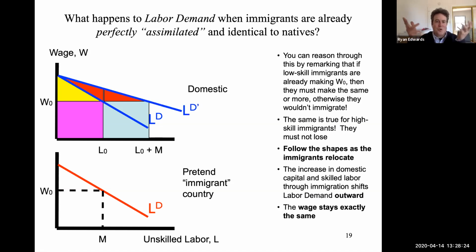So the movement of everything, if you had skilled labor and unskilled labor in the same proportions, would shift out the labor demand curve immediately in a rather obvious way, because you've got more skilled labor to combine with unskilled labor.